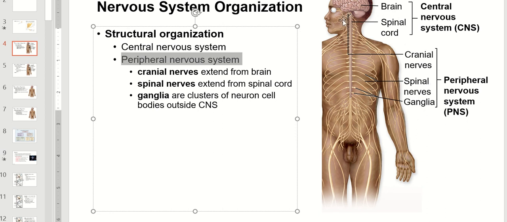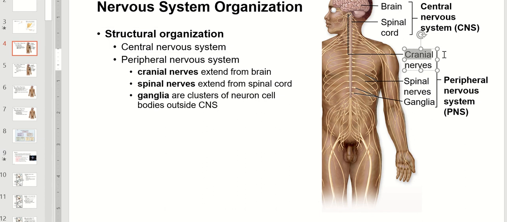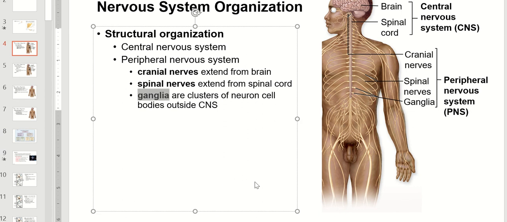When nerves exit from the brain, we call them cranial nerves. And when nerves exit from the spinal cord, we call them spinal nerves. And then we also have these things called ganglia. And ganglia are clusters of cell bodies that are outside the central nervous system. So you can see these little lumps right here. This is a series of ganglia next to the spinal cord. And we're actually going to have neurons that bring sensory information to the spinal cord. The ganglia for these neurons is right here, and then the signal continues to travel into the spinal cord.